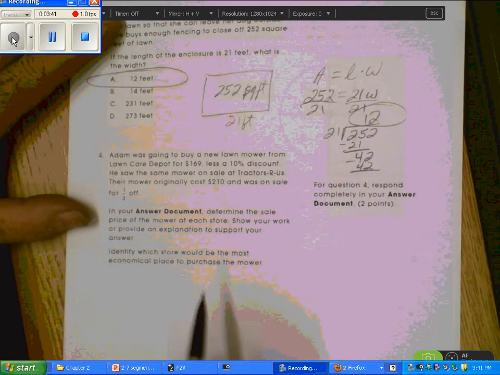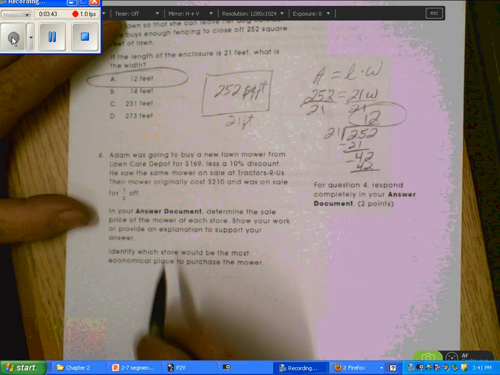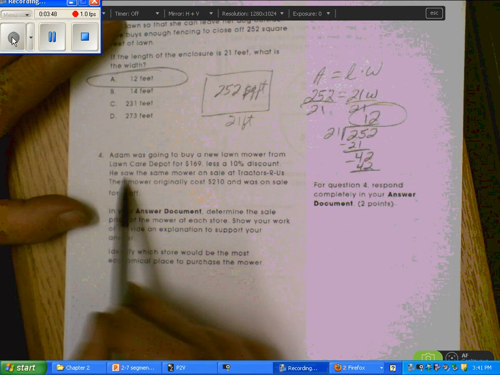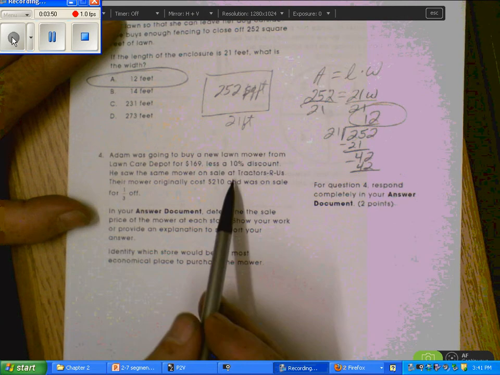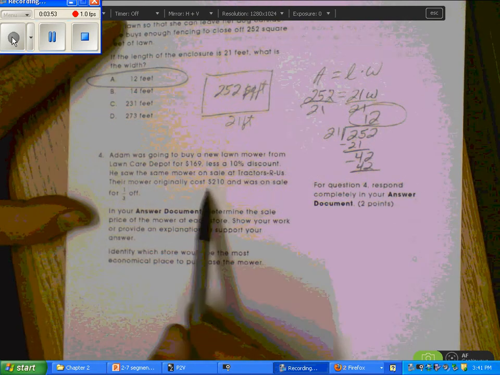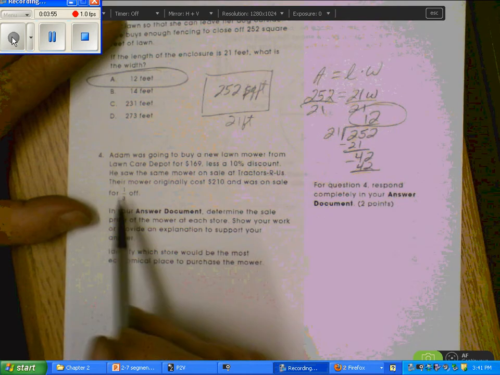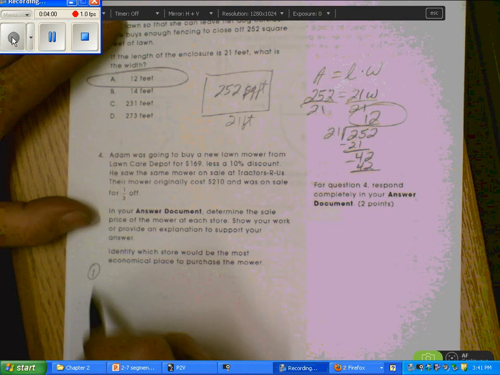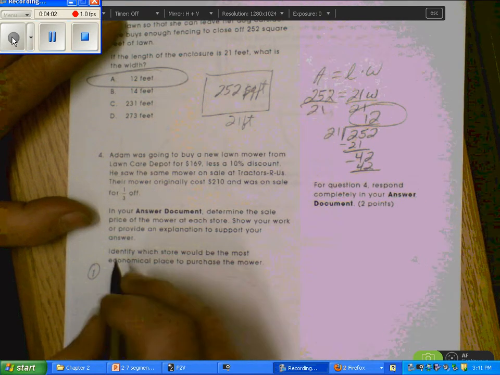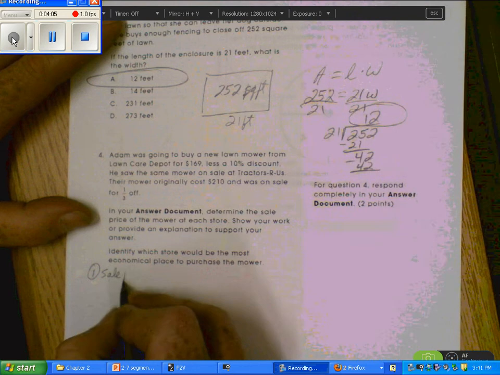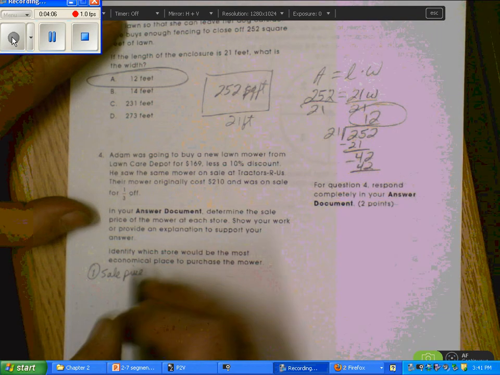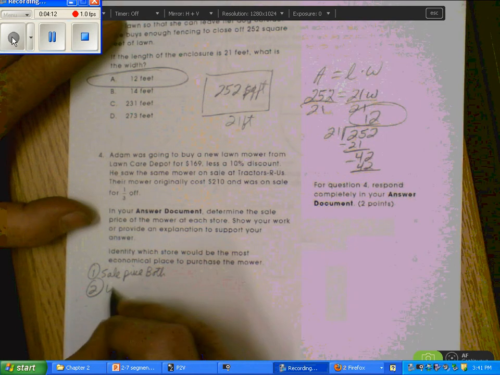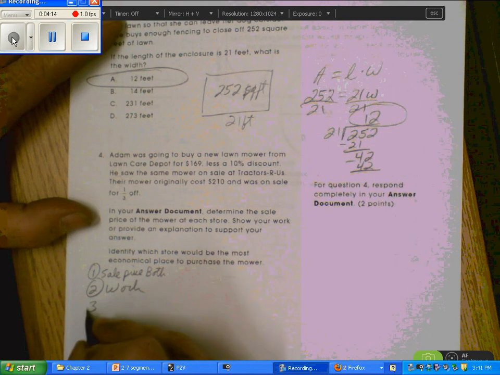Adam was going to buy a lawnmower from Lawn Care Depot for $169 less a 10% discount. He saw the same mower on sale at Tractors R Us. Their mower originally cost $210 and was on sale for a third off. In your answer document, and what I like to do on these is list out what all they want me to find. Determine the sale price. So we want the sale price at both places. Show your work, so we're going to show our work, and then we're going to tell which is best.